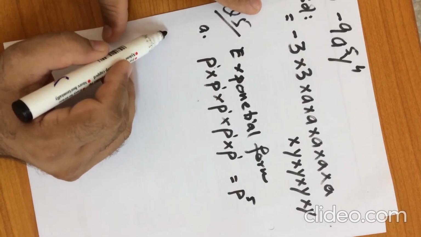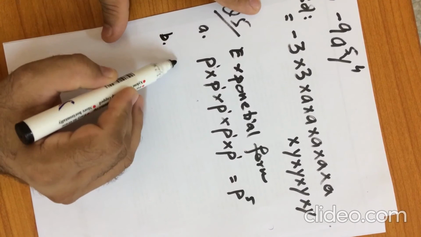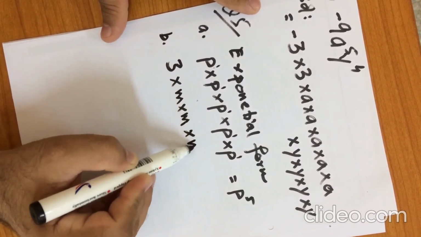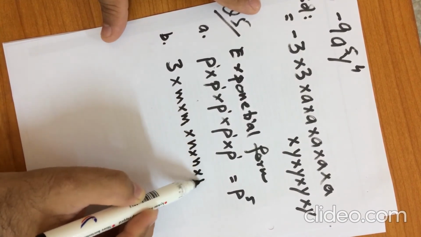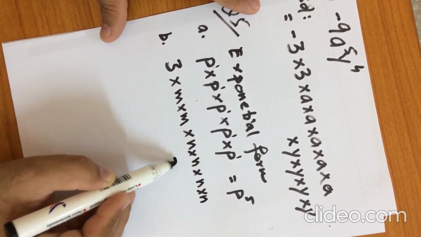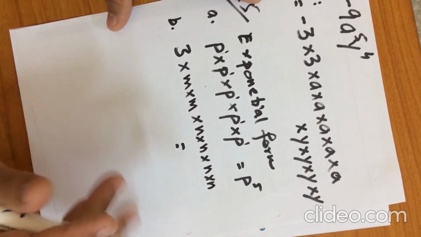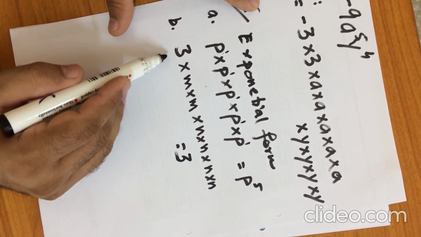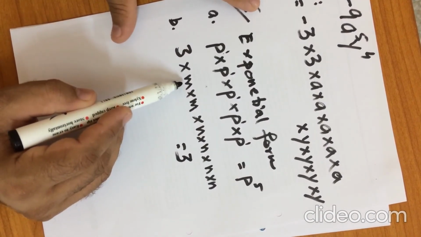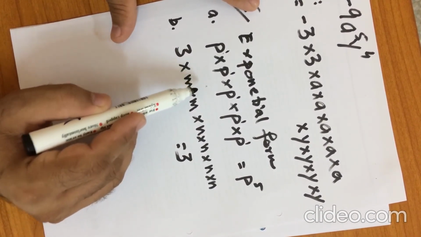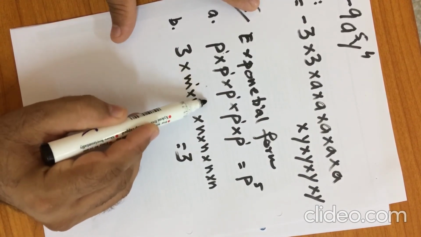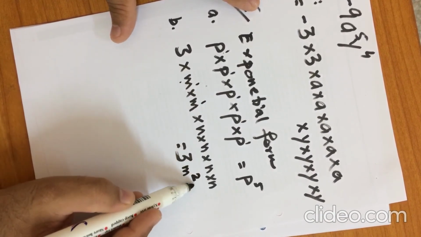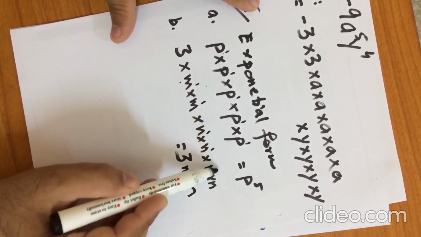You can see, I'll do the question with B as well. 3 times m times m times n times n times n times n. Well, when you are writing with the exponential form, 3 remains the same because 3 is multiplied with any other whole number. m multiplied by m. Make sure that you are only allowed the exponents of the same base. m power 2. Then n. Count 1, 2, 3, 4.